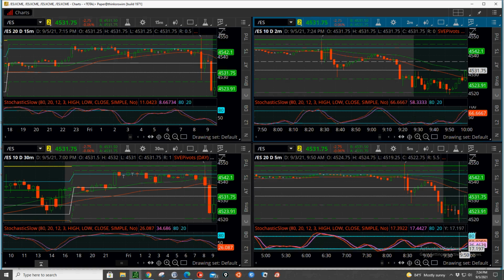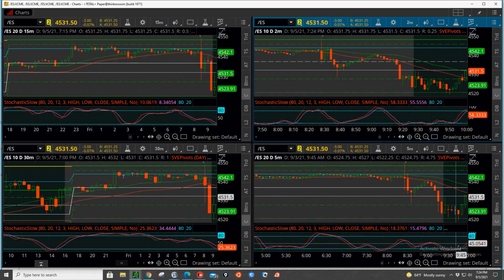Again, that trade did play out. My stochastic did play out for me on my 5-minute time frame like I like it, coming back up. If I'd have been patient, I would have got that better entry, and I would have got more points on that trade. So bottom line is, stick to your plan.